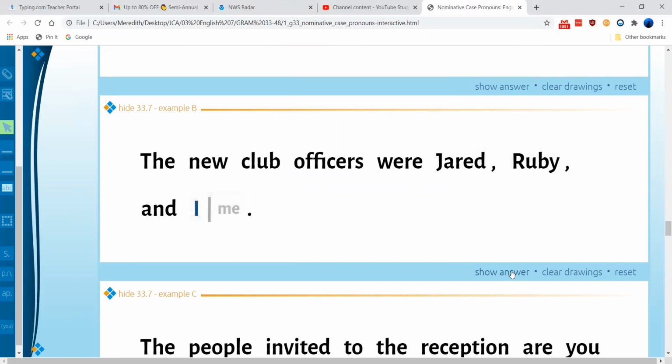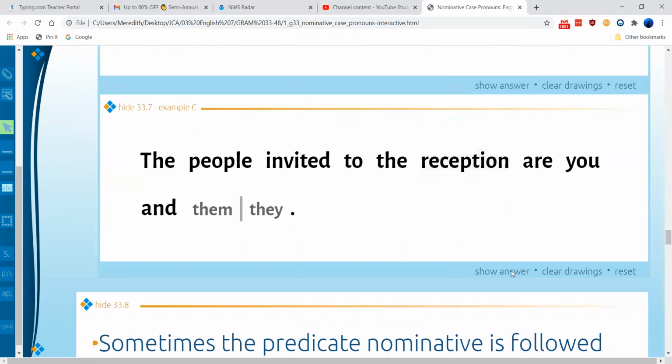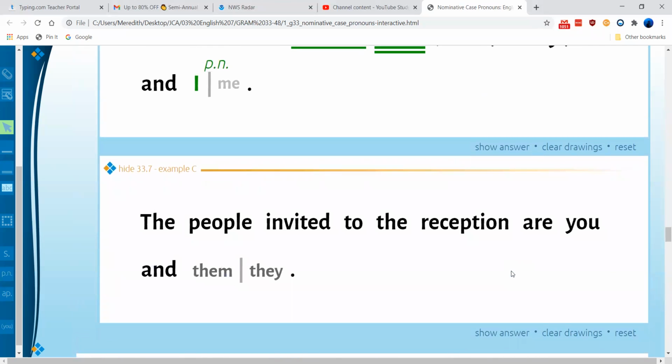If it'll light up here. There we go. So in this case, I can show you your subject, your verb, and then the fact that you had 3 predicate nominatives here. All right, and then our last example here, the people invited to the reception are you and they. Again, because your linking verb is are, subject is people, the people are you and they.